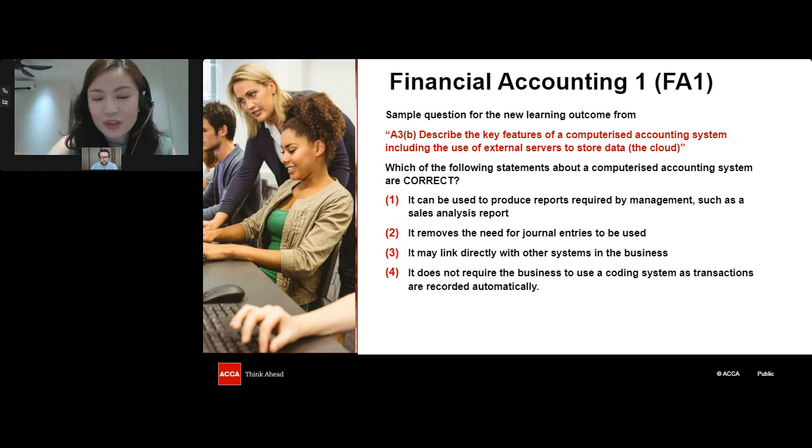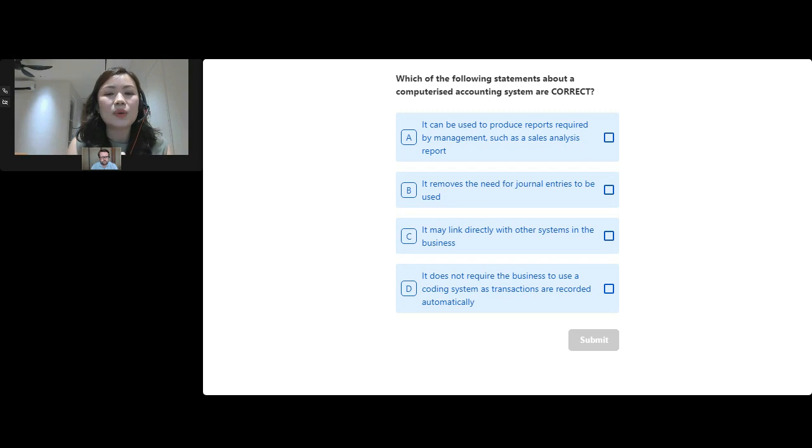All right, try to think: could the answer be 1 and 2, or 2 and 3, or even 1 and 3? All you need to do is choose your final answer right here. So which option will be your answer here?